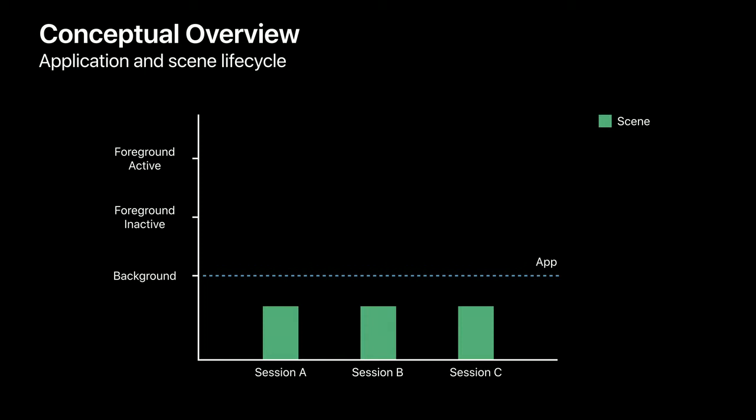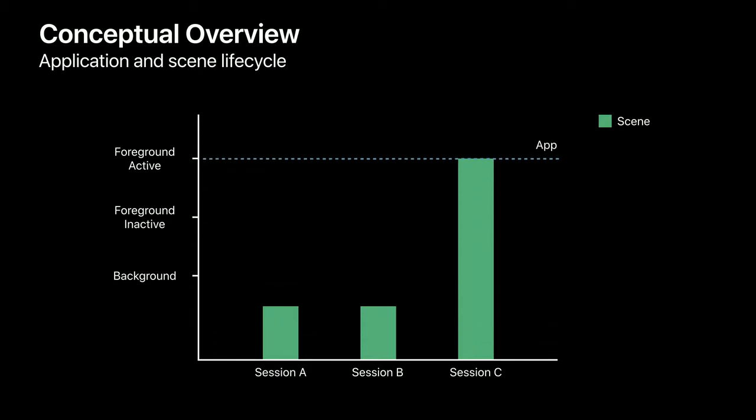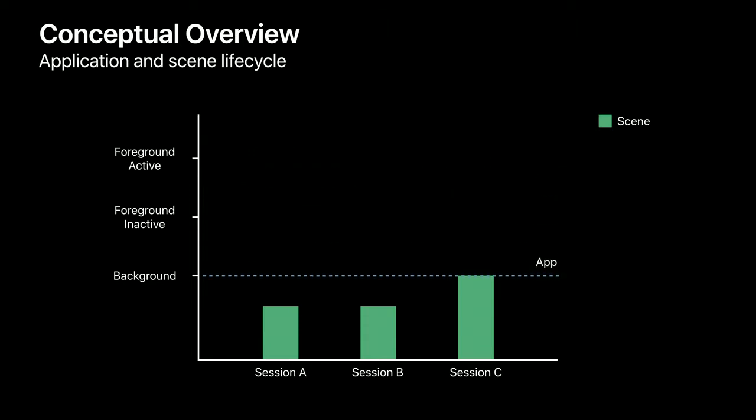Now, if I should activate one of the spaces that my session is on, the application state will go all the way up to foreground active, along with that connected scene. When I send that scene back to the background, the application state descends down with that scene. If I were to switch to any of the other 2 sessions, then my application state would remain at the foreground active state to represent the fact that the overall state of the application hasn't changed.